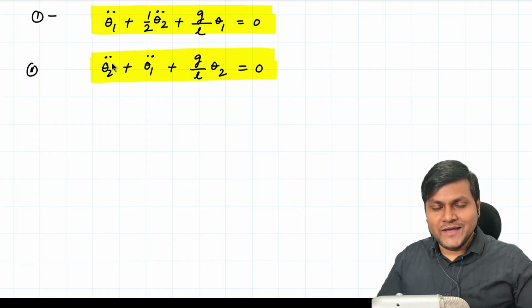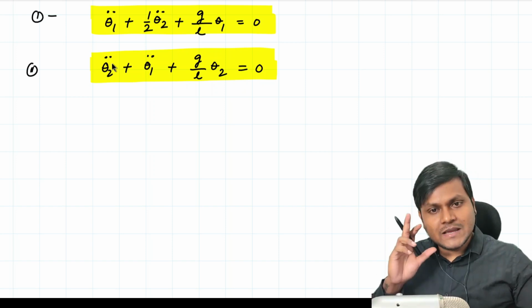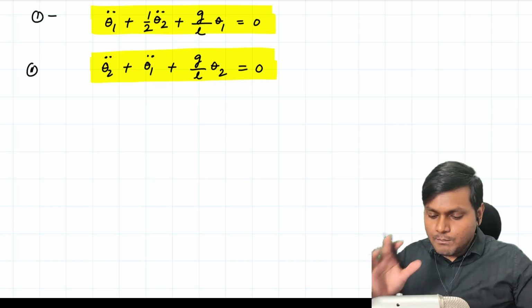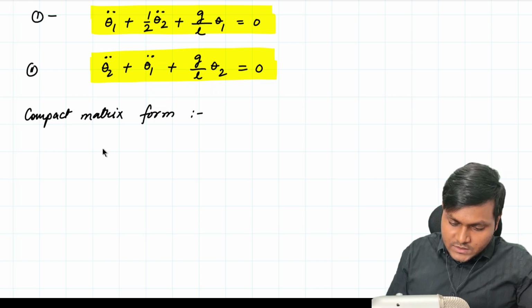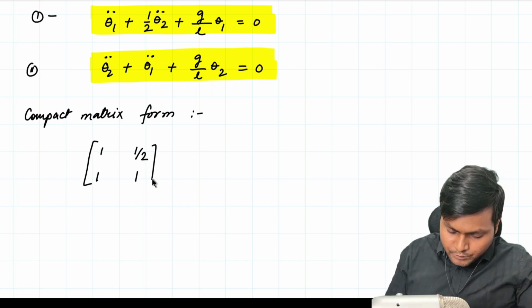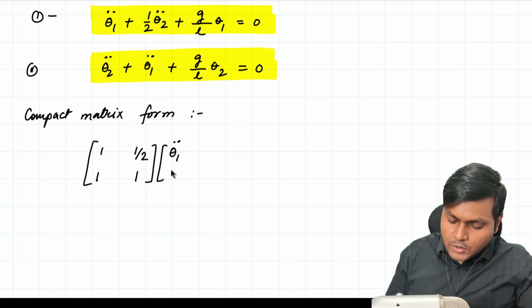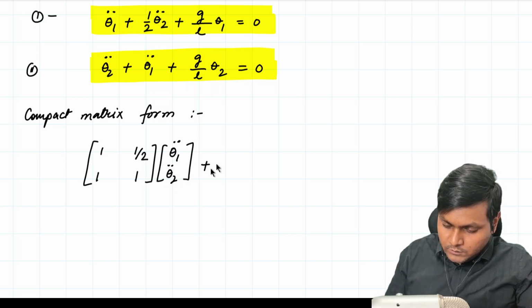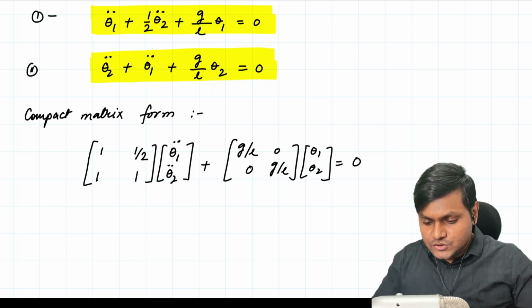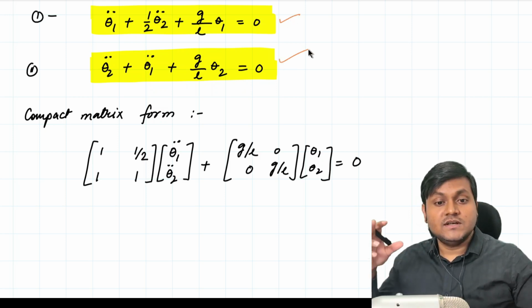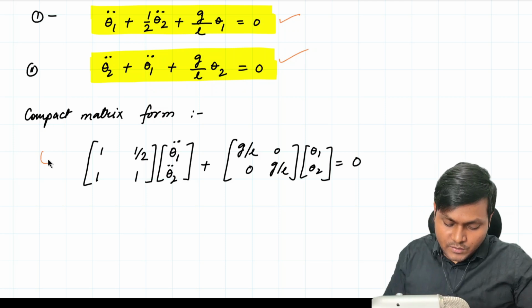And how can we do that? We can do that by writing these two simultaneous second order differential equations in compact matrix form. And in matrix form, this simply becomes 1 half 1 1, theta 1 double dot theta 2 double dot, plus g upon L 0 0 theta 1 theta 2 is equal to 0. These two second order differential equations can be written in matrix form in this particular manner.